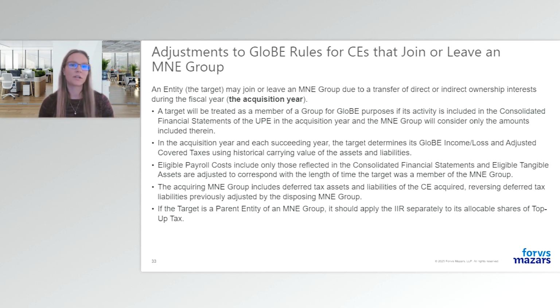Additionally, in the acquisition year and each succeeding year, the target is going to determine its GLoBE income or loss and adjusted covered taxes using the historical carrying value of the assets and liabilities. So an M&E group that acquires a controlling interest in a constituent entity is to ignore the effect of purchase accounting consolidated adjustments that are attributable to the acquisition. So the result is there's not going to be any change in carrying value of a target's assets and liabilities when determining GLoBE income or loss. In other words, that step up that you might achieve in the carrying value of your assets and your intangibles is going to be ignored.